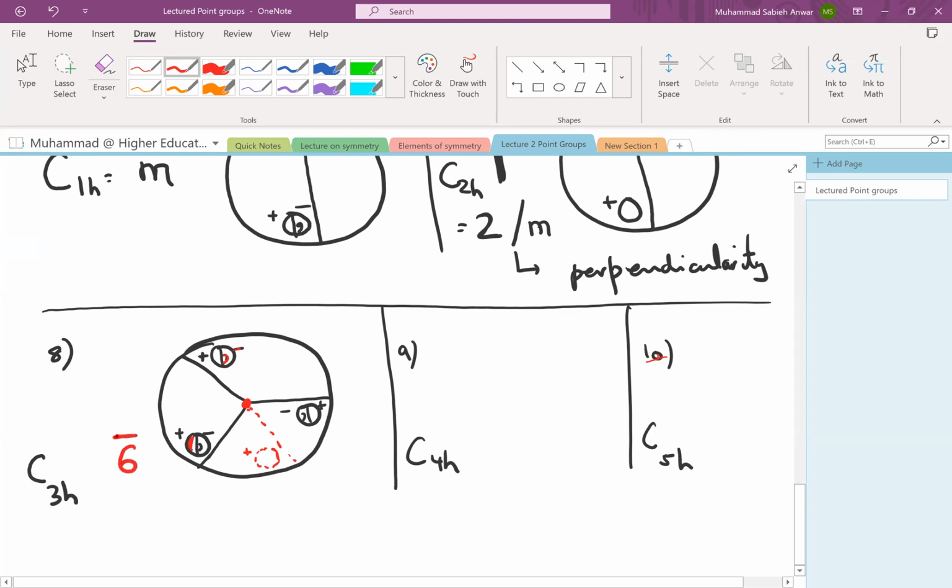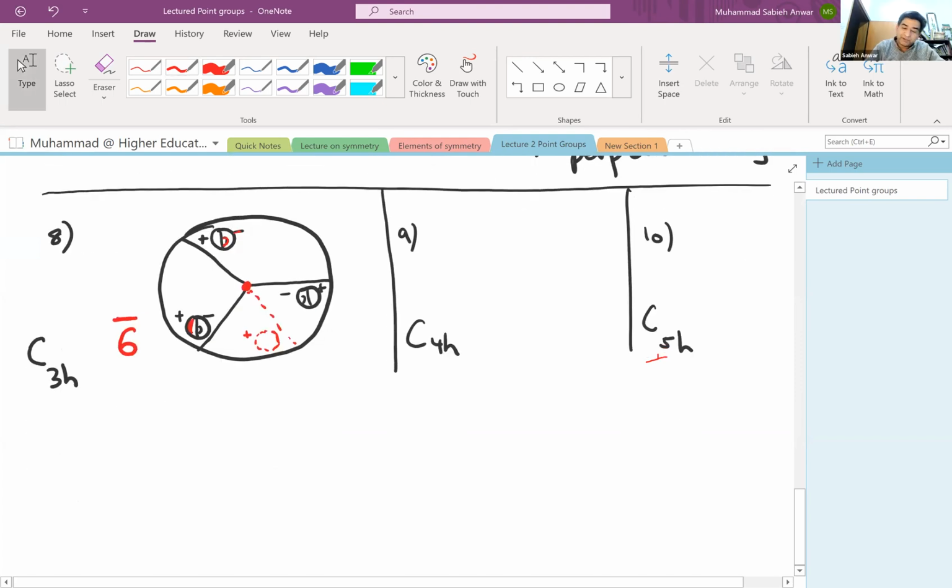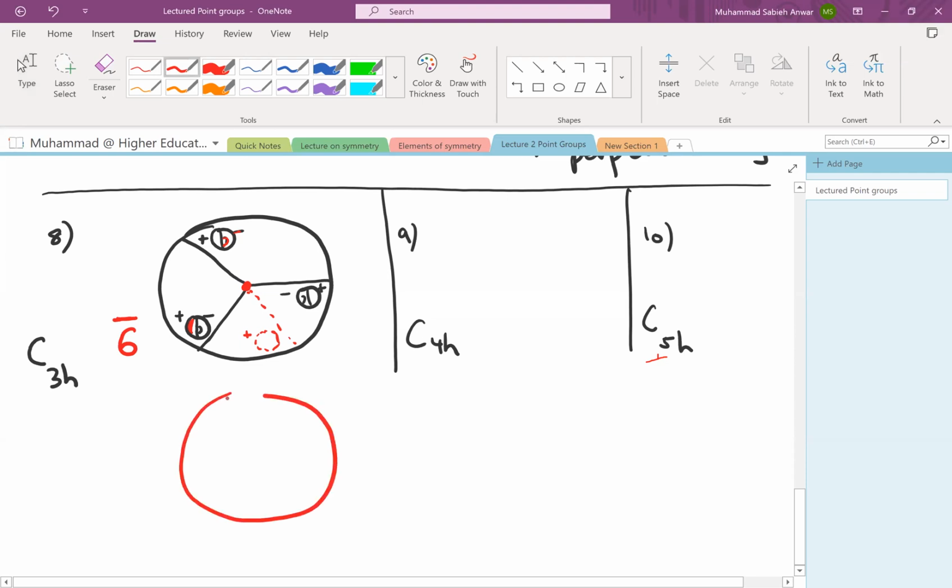Sir, can you please explain this again? Okay. Do you understand the C3H operation that I'm doing, a three-fold rotation followed by a mirror image? Yes, sir. But I'm arguing that this is the same as a six-fold rotation, a rotation by 60 degrees followed by an inversion. Okay, a roto-inversion. Okay, got it.